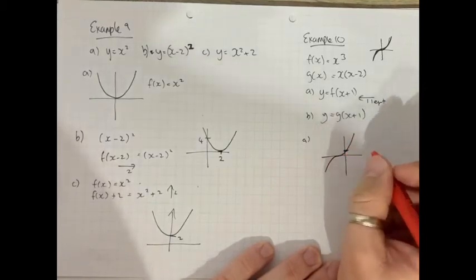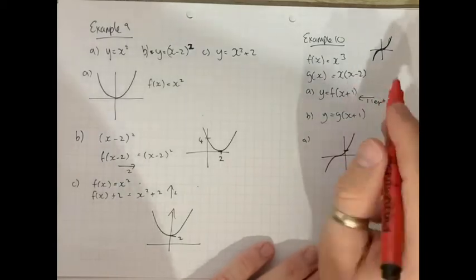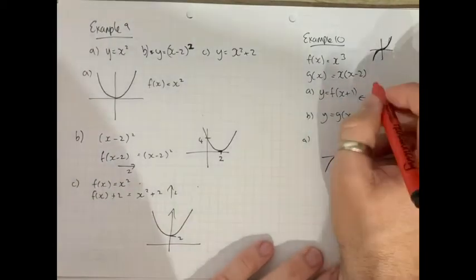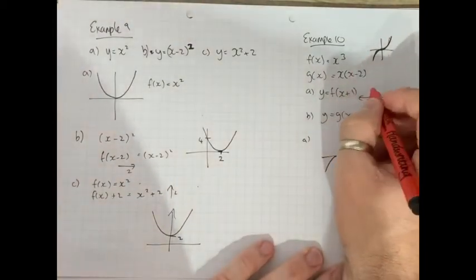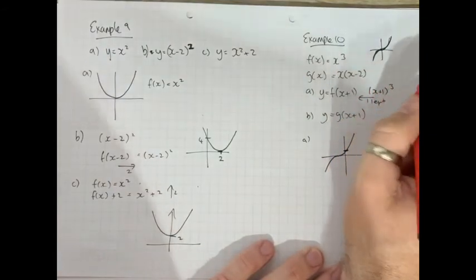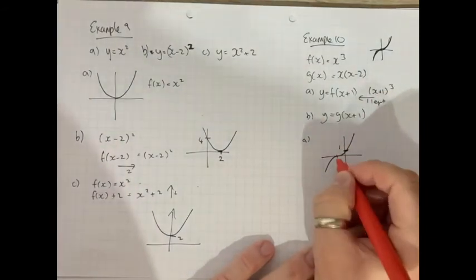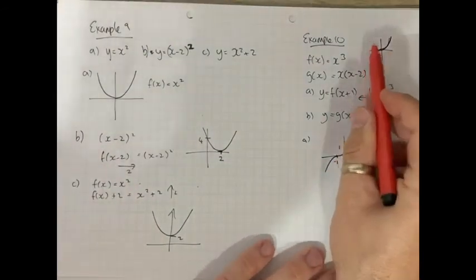So it crosses the y-axis when x is 0. When x equals 0, well, we need to think of what the equation is. Remember, the function is to cube it. So this is x plus 1, the input value, cubed. So when x equals 0, you've got 1 cubed, which is 1. And that's going to be minus 1 because you've got 1 left.